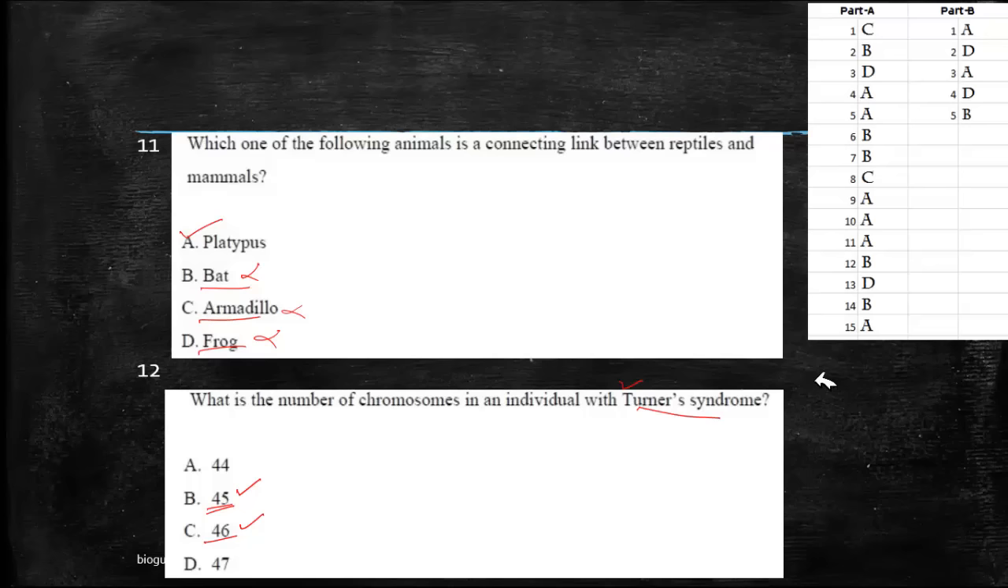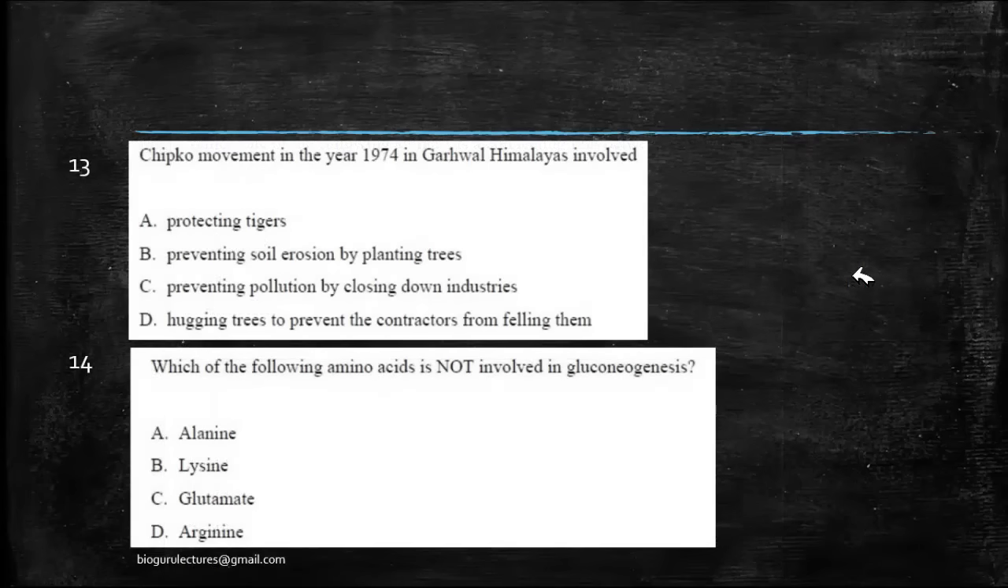I think now we'll check the answers here. So 11th A, 12th B, quite easy ones. Next, the Chipko movement, 1974. We always knew this about hugging trees to stop the contractors. A question which you know very well.